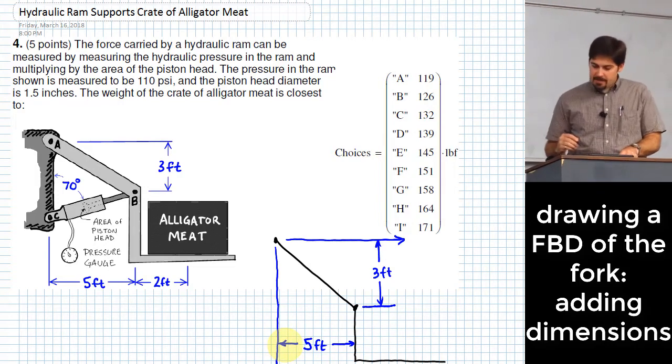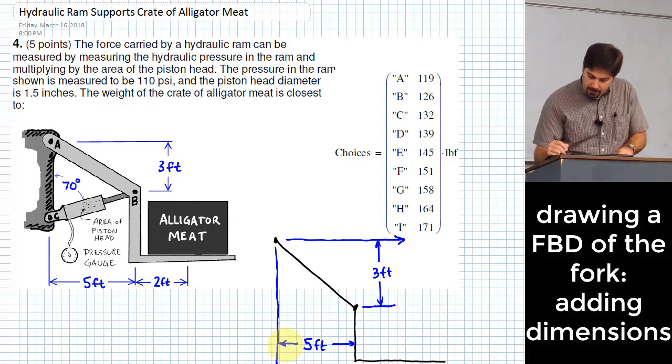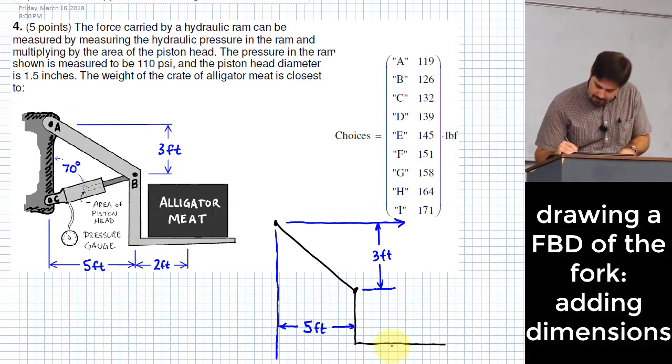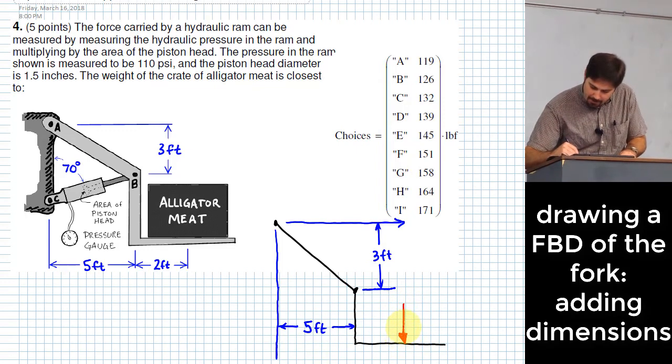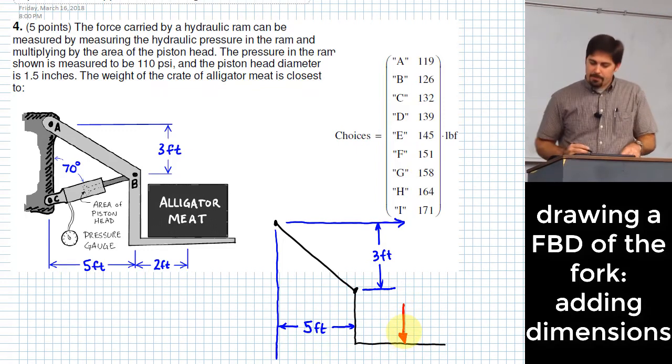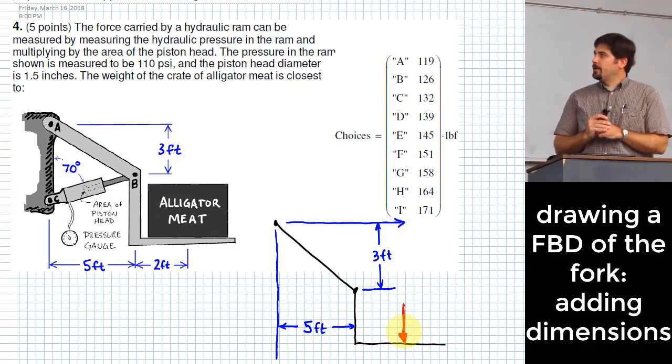Okay, the alligator meat, the center of that is about 2 feet over from this spot, right? So before I can really draw that, let me actually draw that force, right? That's one of the reasons why we often start by drawing vectors that represent forces. Sometimes we do that step first, but I'll go ahead and draw that on here.